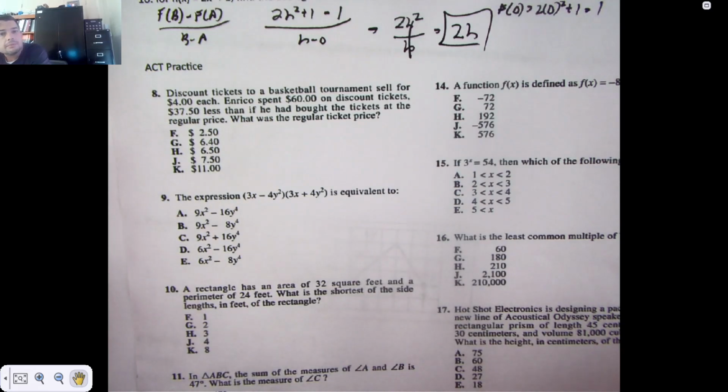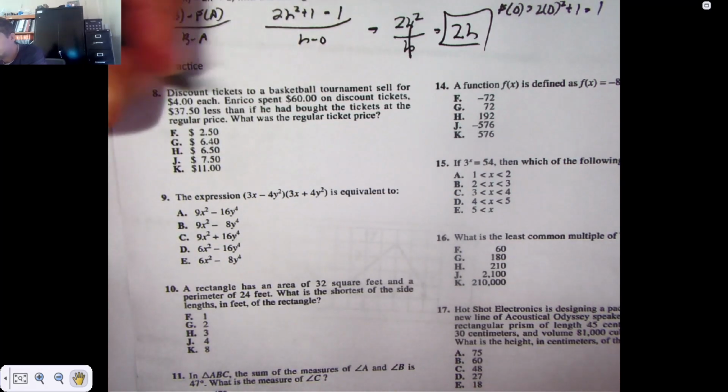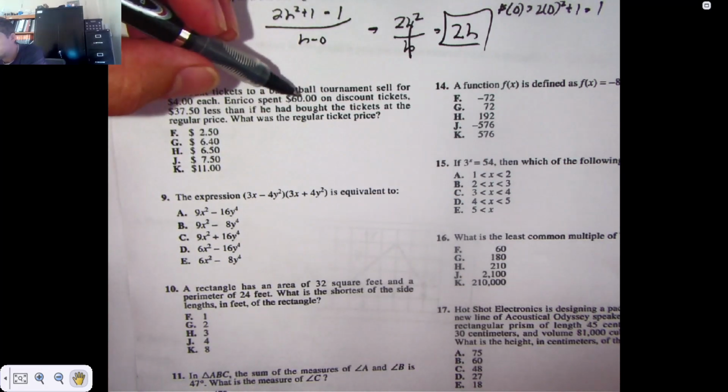Discount tickets to a basketball tournament sell for $4 each. Enrico spent 60 bucks on discount tickets, $37.50 less than if he had bought the tickets at the regular price. What was the regular ticket price? All right, so here's what I know. If he spent 60 on discount tickets, and there's probably a way we can do this with algebra, but whatever.